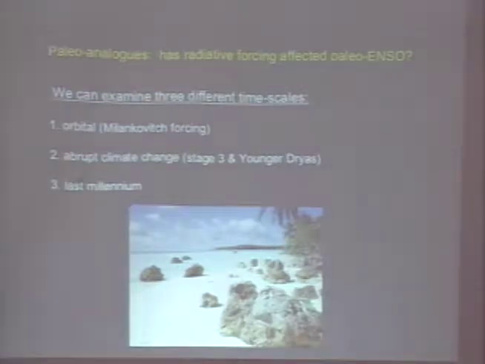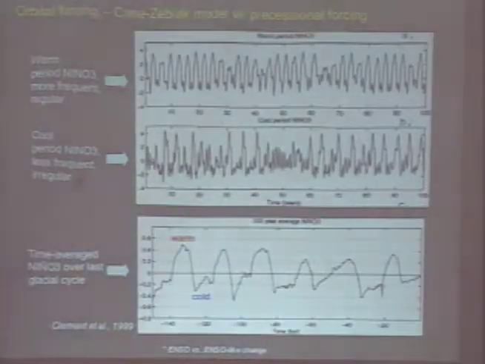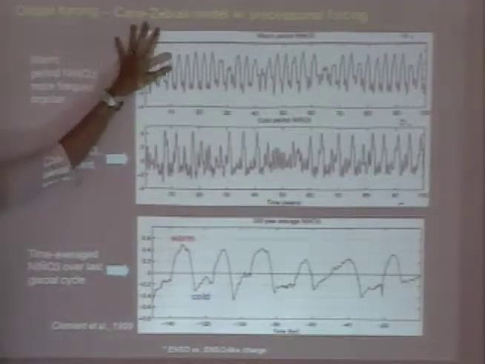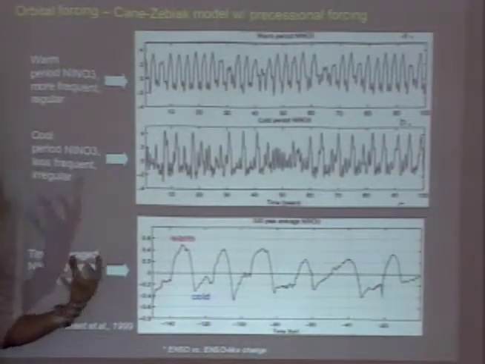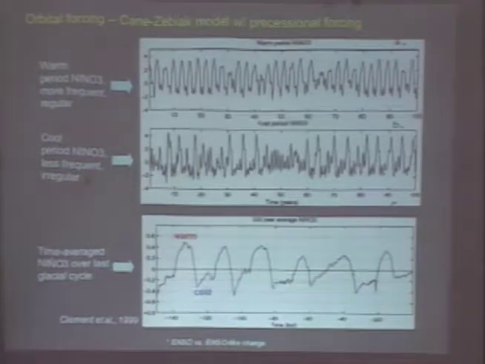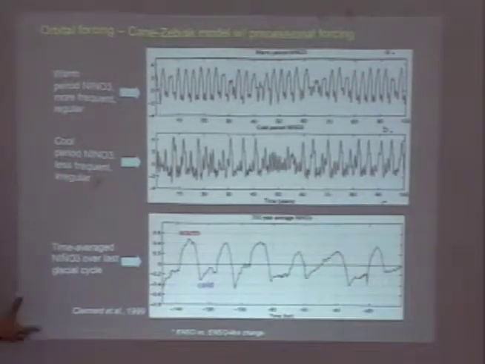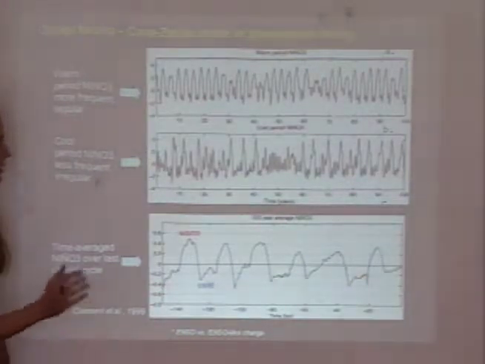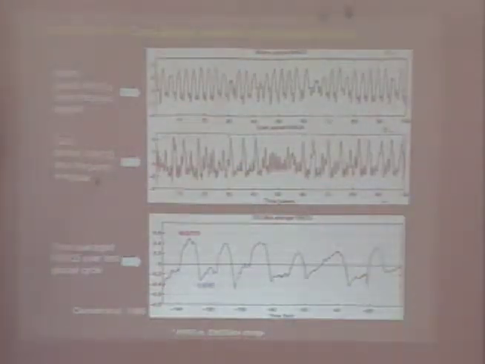So let's go on. All right, so here we have the orbital forcing scenario. Again, this is using the Cane-Zebiak model, which is simple enough that you can run it for a long time. That's why it stands as the benchmark for paleo people to look at, because they have done these long runs and ensembles and they have done a lot of work on orbital timescales. So this is Amy Clement's work.